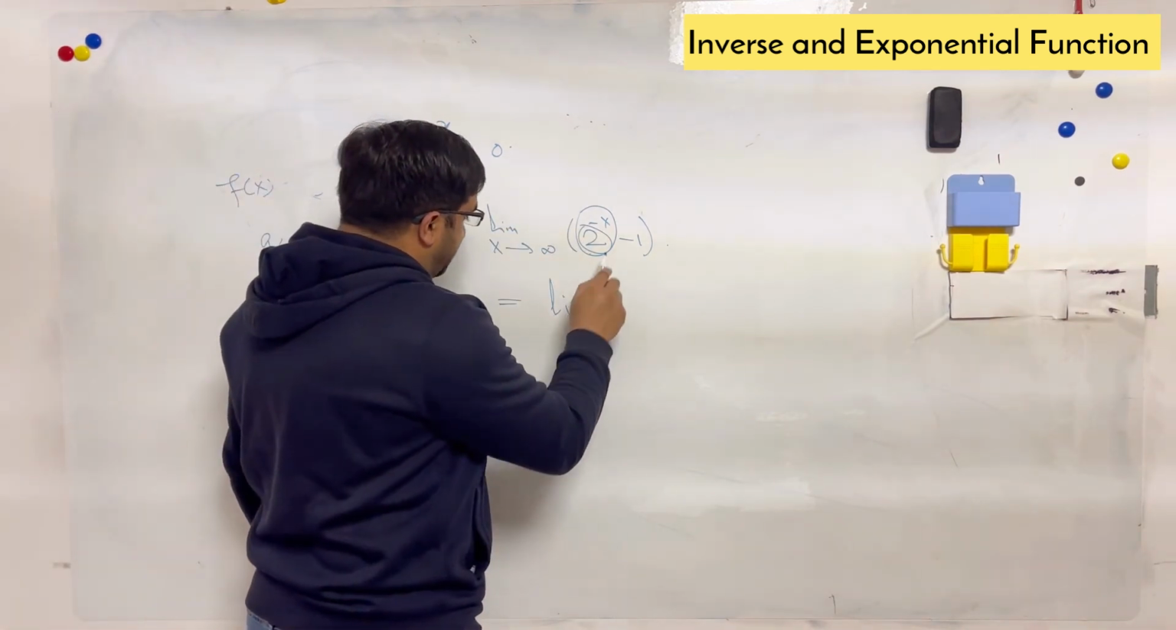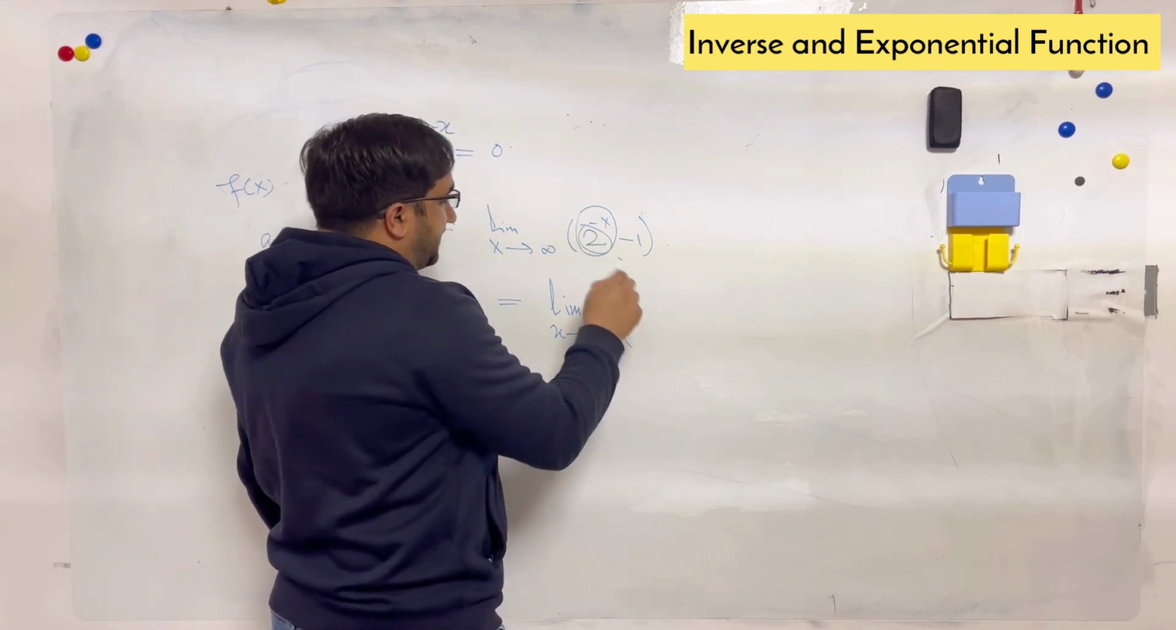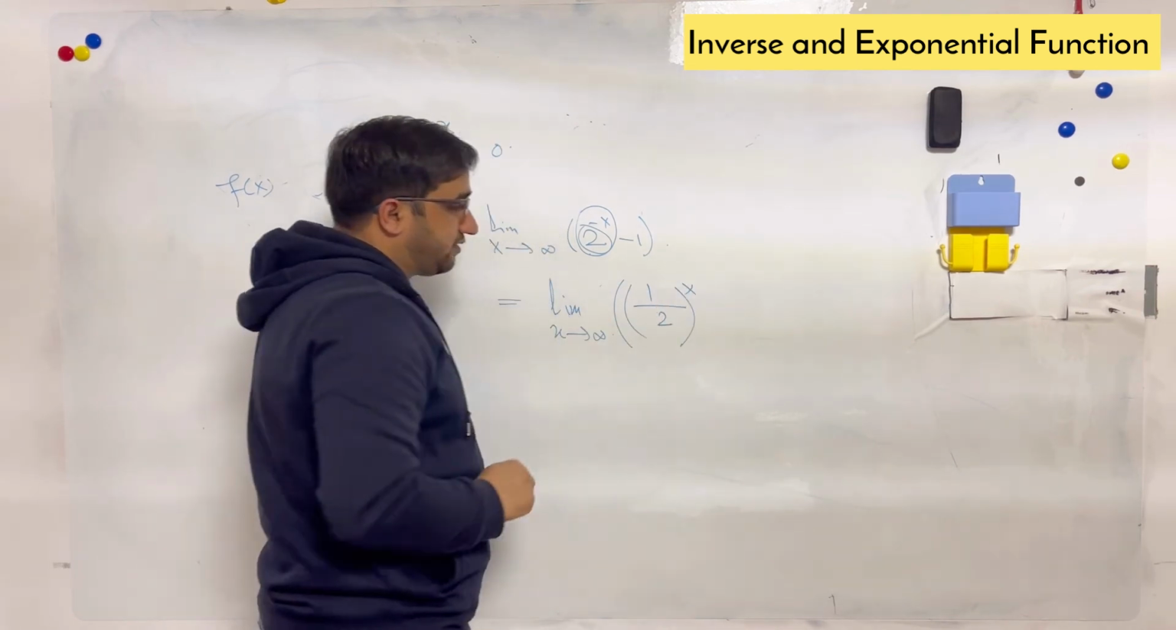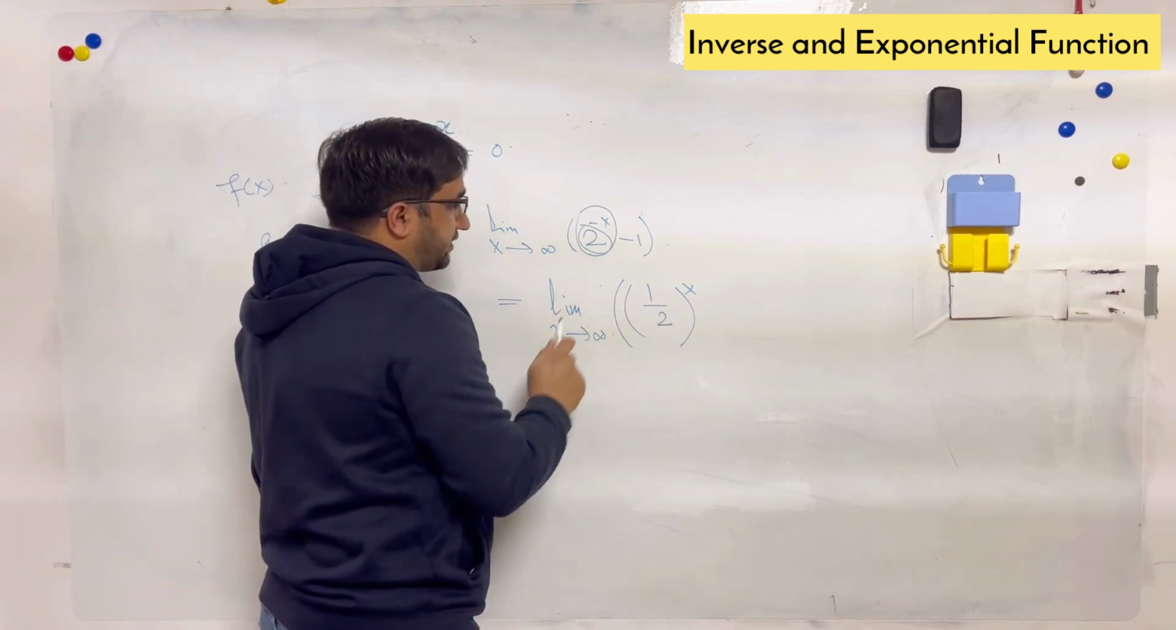So to this function I can write limit x approaching infinity. Let me write this as 1 divided by 2, and whole raised to the power x. So I can write this or not?